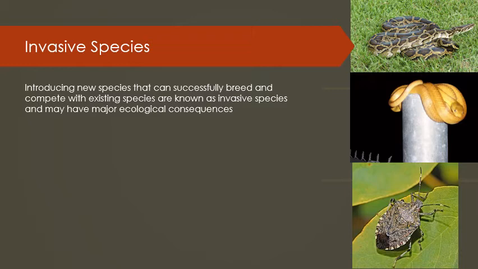Invasive species are those that will successfully breed and compete with existing species. Have you guys ever seen these bugs? They're annoying. Where do they live? In your house, in your kitchen. They are outcompeting local insects. They're not native to this area. They're not native to this country. You see them so much because they are invasive. They're outcompeting local insects.